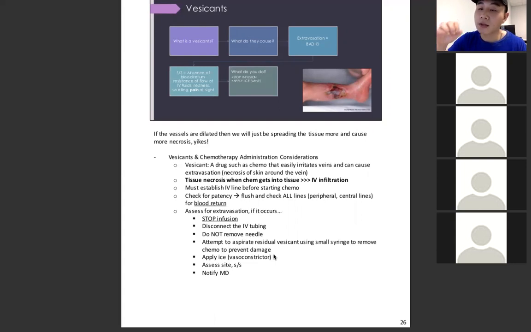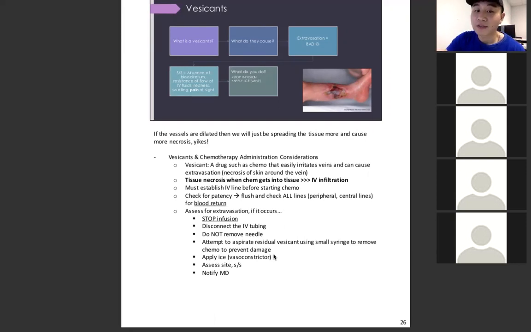Stop the infusion, disconnect the IV tubing, but do not remove the needle. We keep the needle there, and then we get an empty syringe. We hook it to the needle, and then we aspirate as much of the residual vesicant as we can. Then after that, we will apply ice because it leads to vasoconstriction and prevents further tissue damage. We assess the site for any other signs and symptoms, then we notify the MD, okay?